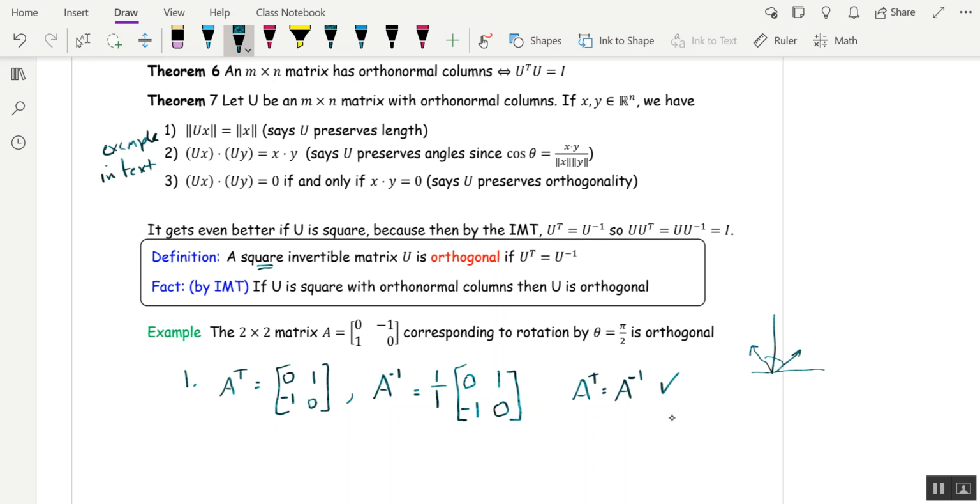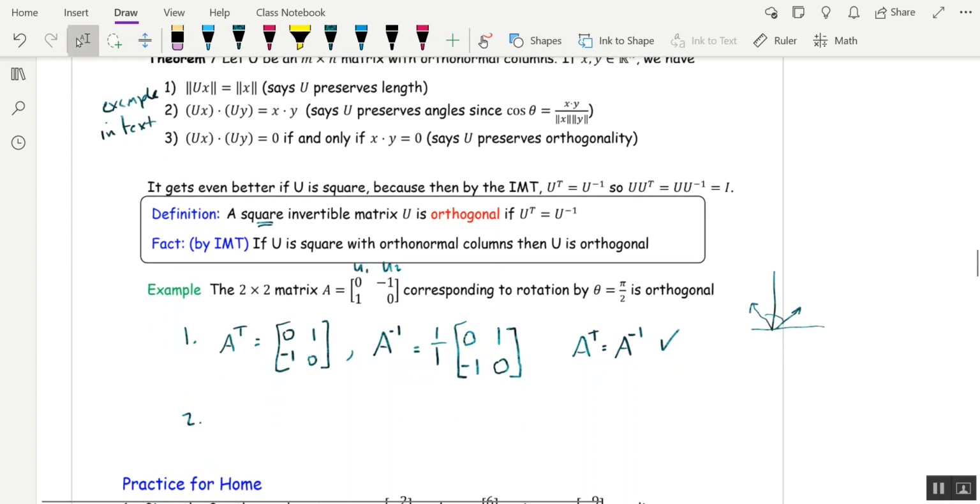So that checks. Or to see if that's an orthogonal matrix, another way to do it is to look at the columns. Let's call them U1 and U2. First of all, U1 and U2 are orthogonal. And the length of U1 and the length of U2 is 1. So it's a square matrix with orthonormal columns, so it's an orthogonal matrix.